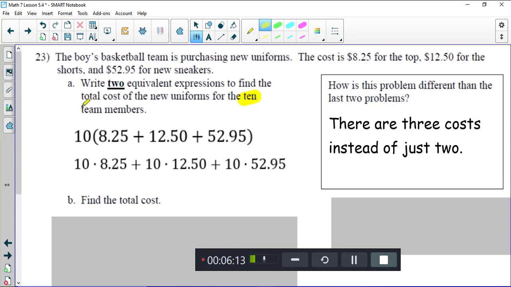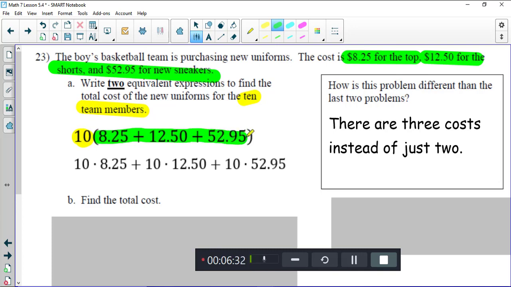So we had 15 students, we had 4 family members. In this one, we're looking at 10 team members. And the three things that they're purchasing are the $8.25 top, the $12.50 pair of shorts, and the $52.95 for the pair of sneakers. So that's going to go inside the parentheses, and they can go in any order we want. Now distribute, so we take 10 times $8.25. That will be the total cost for the entire team to get tops. 10 times $12.50 will be for the entire team to get shorts, and 10 times $52.95 would be for the entire team to get new sneakers.